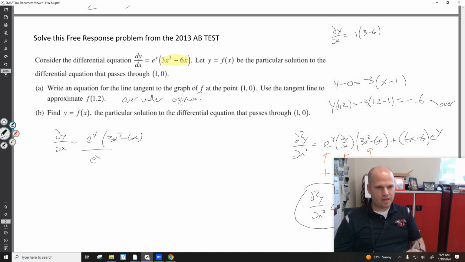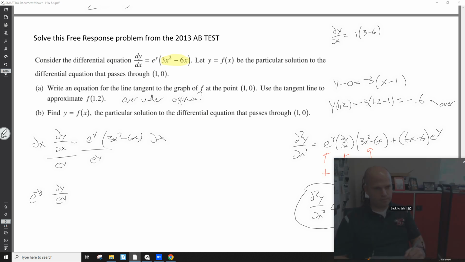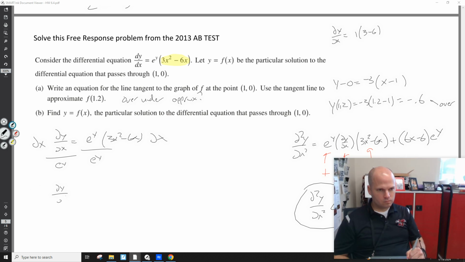I'm going to divide by e to the y, which is multiplying by 1 over e to the y. I'm going to multiply by dx. I get dy over e to the y, which I'm going to write as e to the negative y dy. And on the right side, I have 3x squared minus 6x dx.